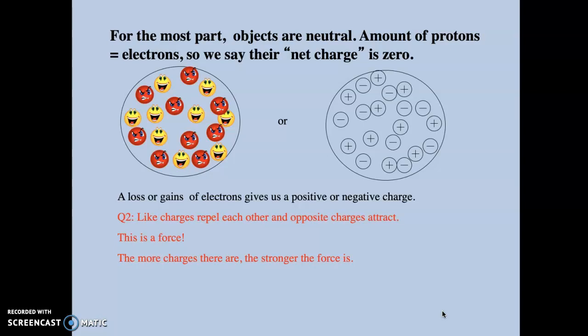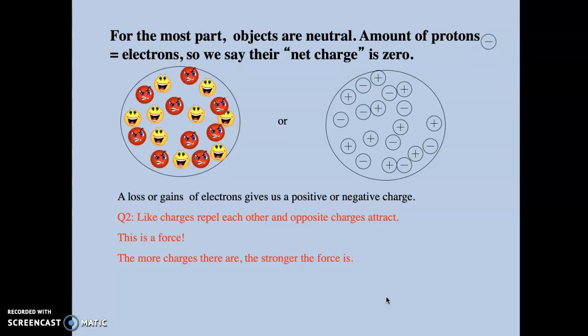So remember, like charges repel, opposite charges attract, and that's a force. And the more charges there are, so the more positive and negative you have, the stronger the force is. So imagine if I had 2 electrons and 2 protons, there's an attractive force between them that is, let's say, size of 2, right? Since you have 2 of each. If I had 10 of each, then all of a sudden it goes to 10. 5 times more particles, 5 times more force.